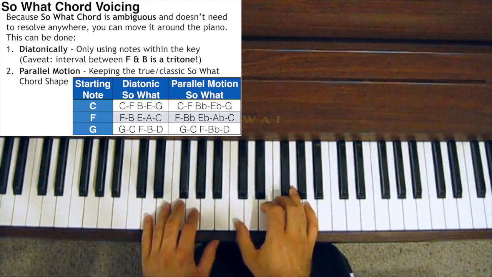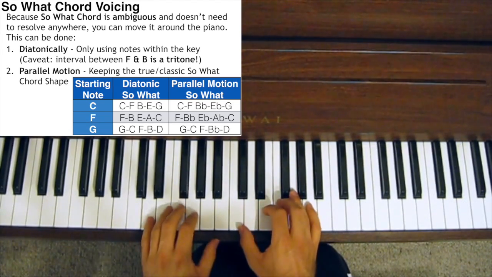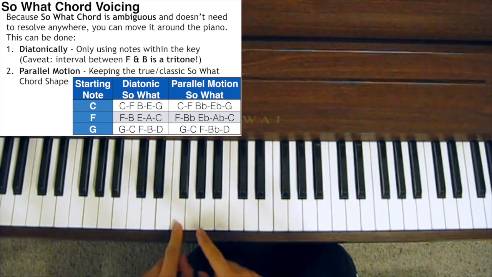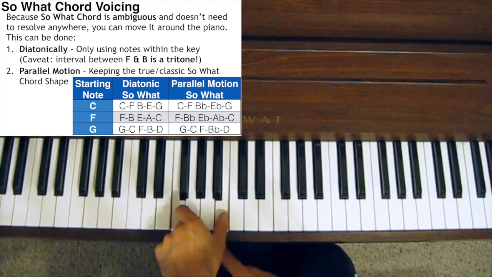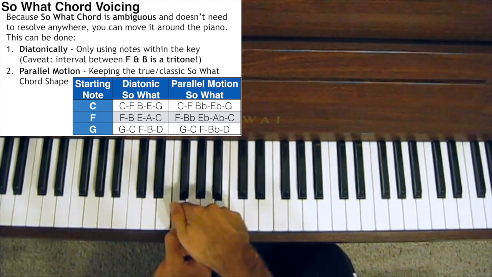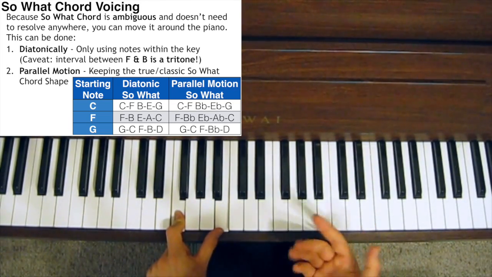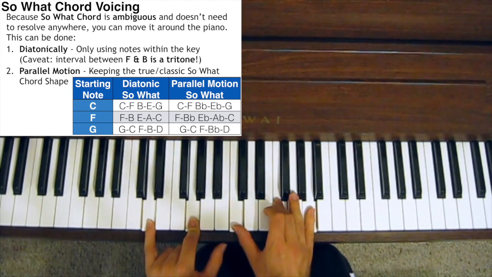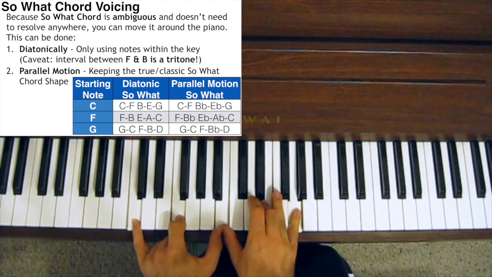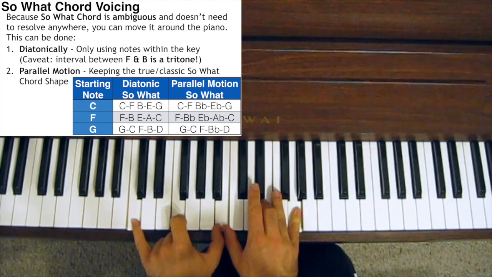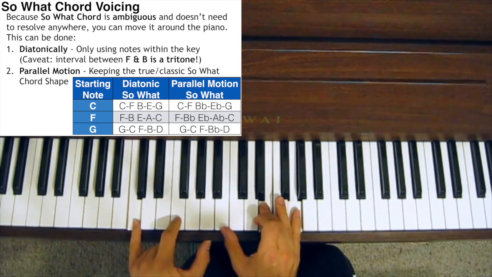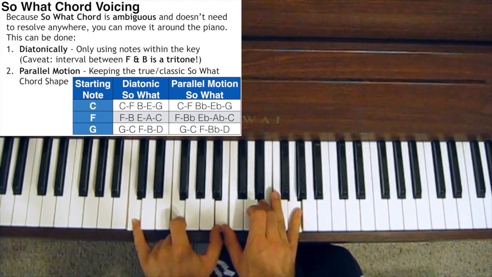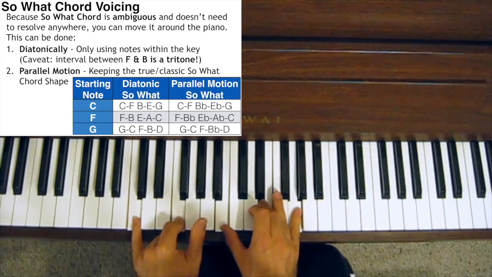Now the danger with this is that not all of your chords are going to be built up out of 3 perfect fourths and 1 major third. Specifically, the distance between the F and the B, which are both notes in the C major scale, is actually an augmented fourth or a tritone rather than a perfect fourth. So that means if you move this So What chord voicing down, that's no longer really the classic So What chord voicing, because you've got that augmented fourth there. So really that gives you more of a G9 sus sound.